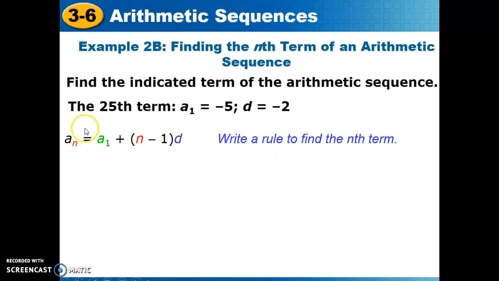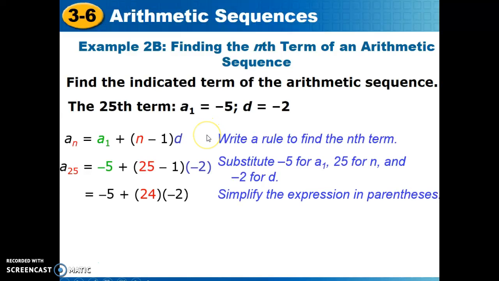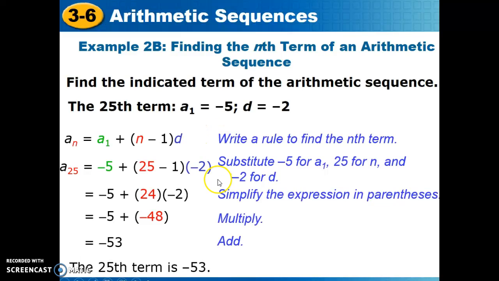We're going to find the nth term. N happens to be 25. We're going to substitute -5 for a sub 1. It's our first term. We're going to substitute -2 for d and do our calculations. Our 25th term, remember, parentheses first and then multiply and then add, is -53.